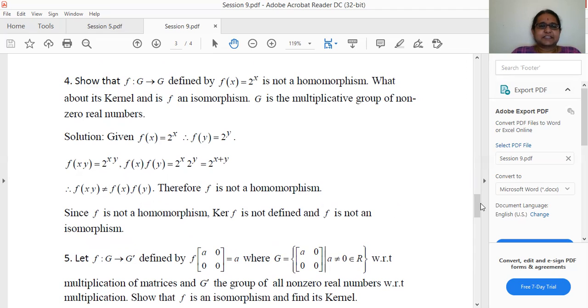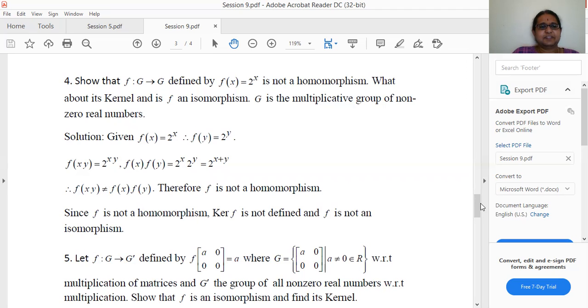So take any two elements x, y belonging to G. Under the mapping, f(x) is equal to 2^x. f(x) is 2^x, f(y) is 2^y. So consider f(xy). f(xy) is 2^(xy). And f(x) is 2^x, f(y) is 2^y. f(x) times f(y) is 2^x times 2^y, that is 2^(x+y). So what we have got is 2^(xy) on one side, and on the other side we have got 2^(x+y). Both are not equal.